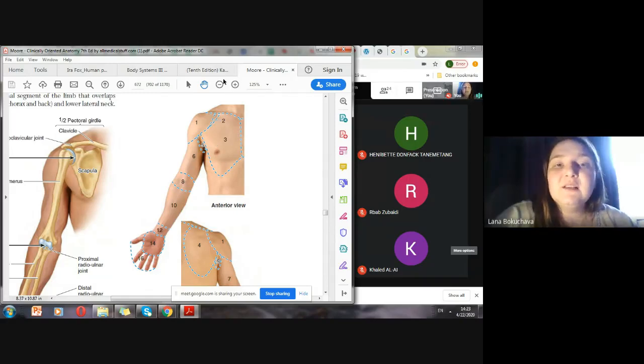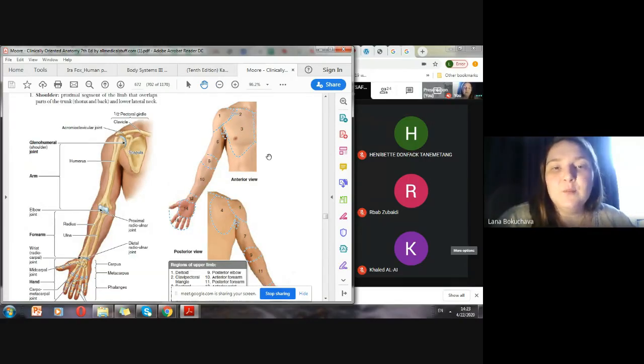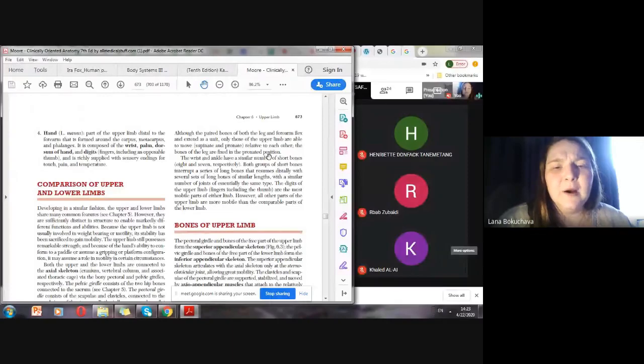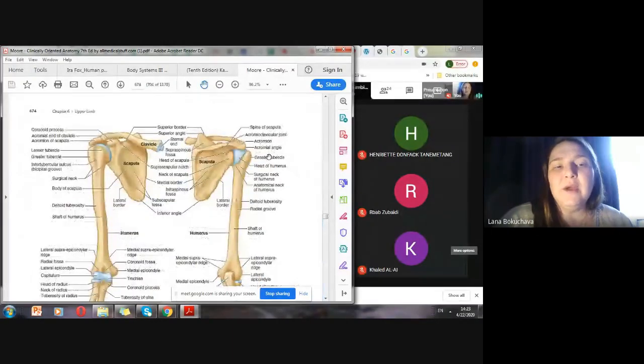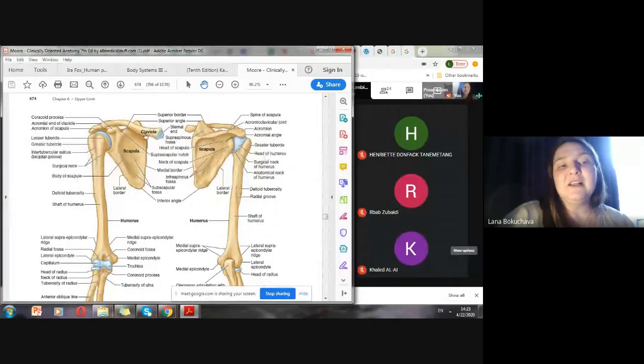So as a result, let's continue with the bones of the upper limb. The very first bone that we have is the clavicle, as you can see.